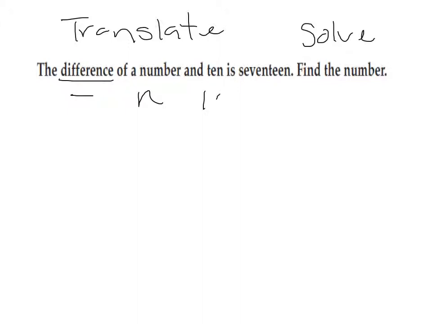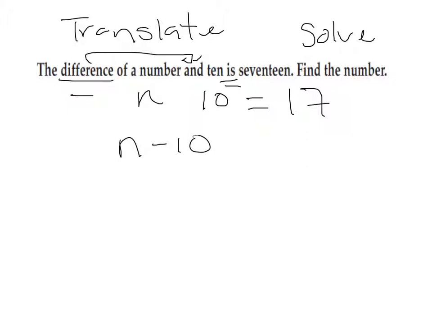10 is my next number. Is is another sign for equal. 17. Alright, the question is, where do I put the subtraction sign or the difference? And what's going to help me is this word and. Since and is in between a number and 10, I'm going to place the subtraction sign. That's what the and tells me to do.